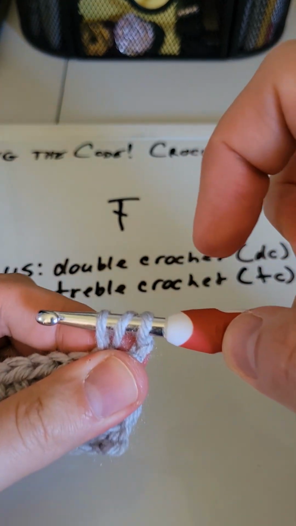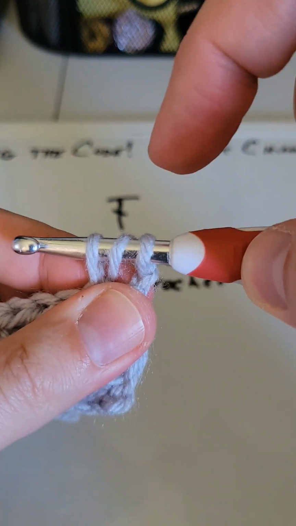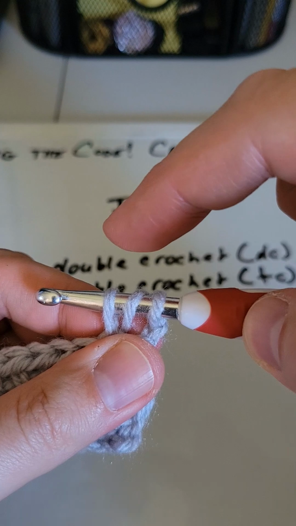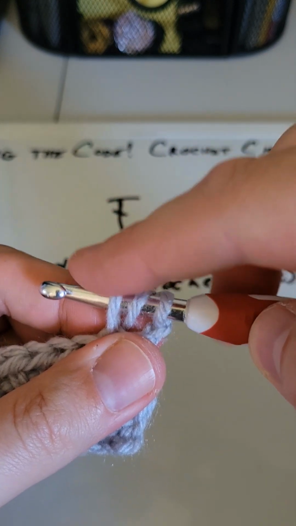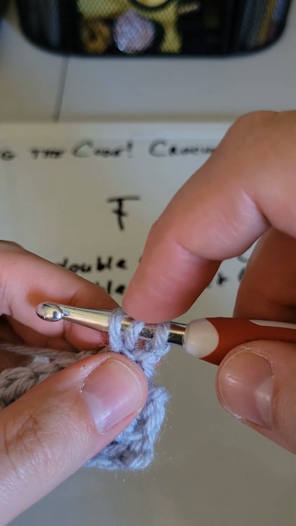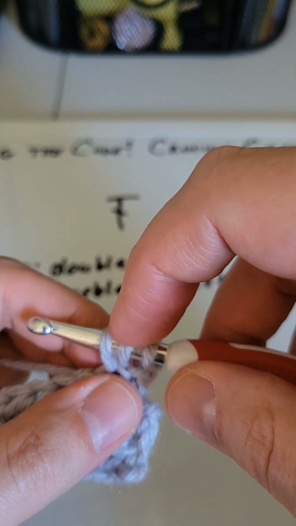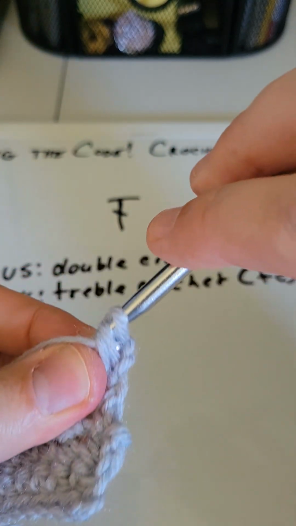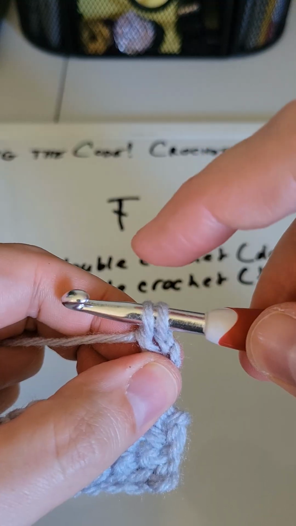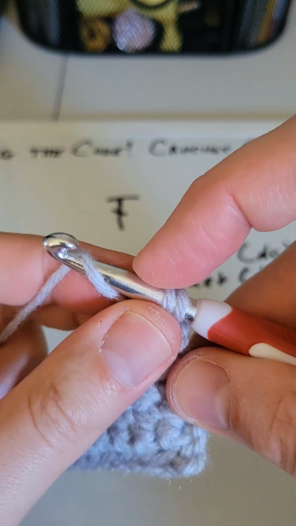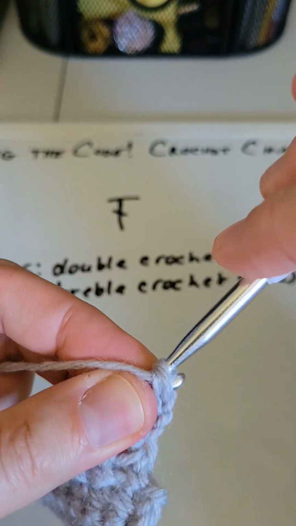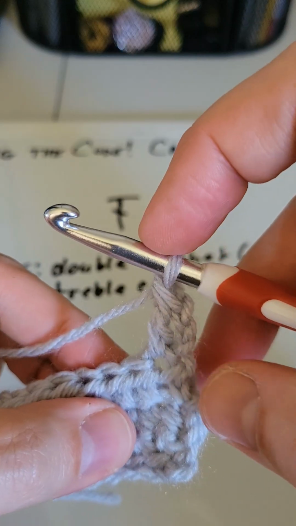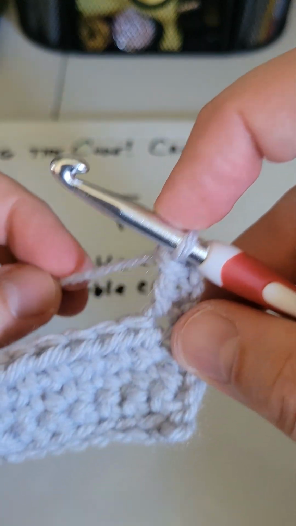Again, just like with the half double crochet, you'll have 3 loops on your hook, but instead of pulling the yarn through all 3 loops, you're only going to pull the yarn through the first 2 loops, and then again through the last 2. So yarn over, pull through the first 2, then you'll have 2 loops on your hook, yarn over one more time, and then pull that through the remaining 2. And that is your double crochet. Let's go ahead and do that again.